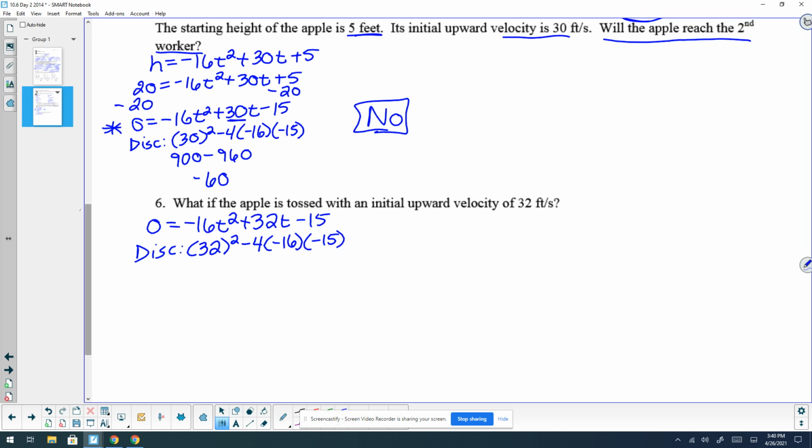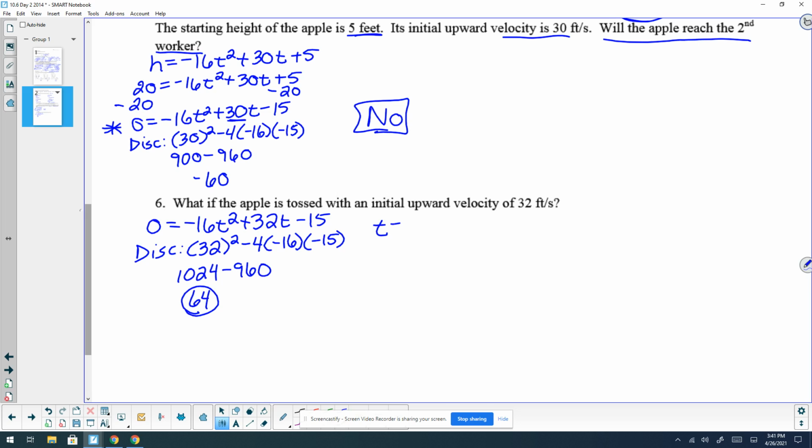So then I have 32 squared, which is 1024. I know negative 4 times negative 16 times negative 15 is 960. So 1024 minus 960 ends up being 64. So yes, I know that it will actually reach the second worker. Well, how can I use this 64 to make my life easier?